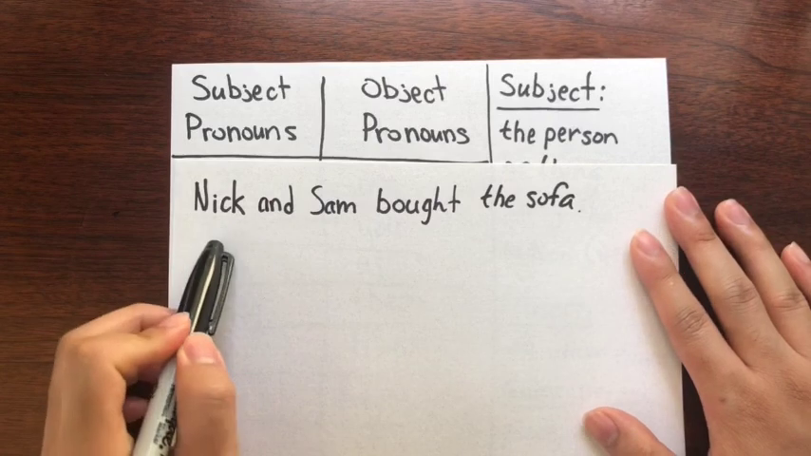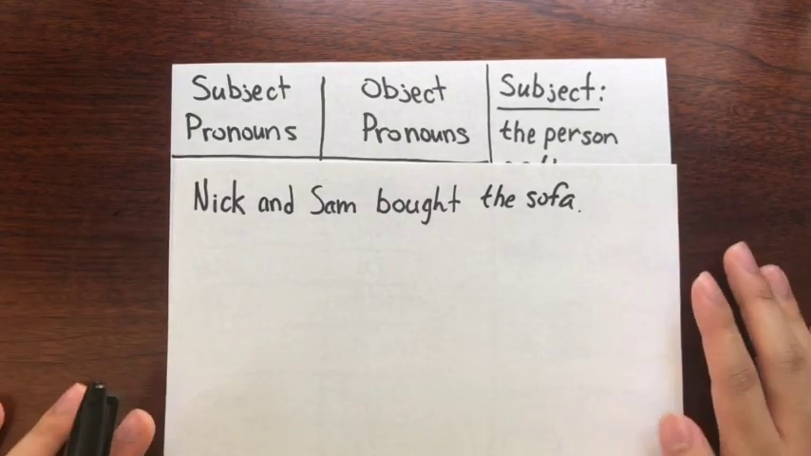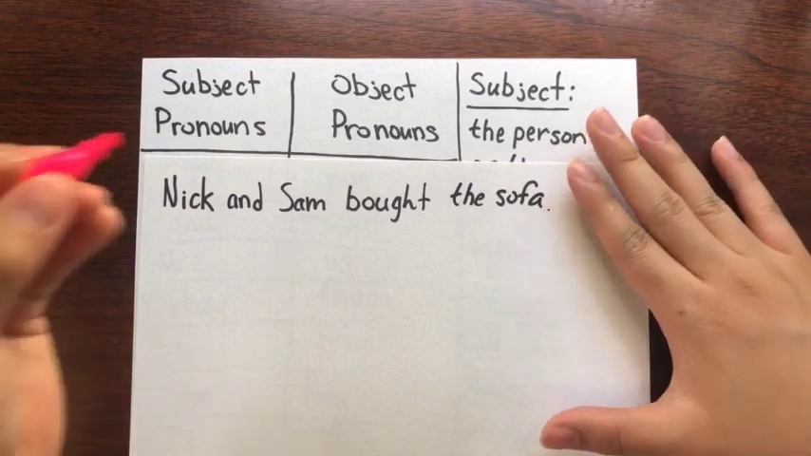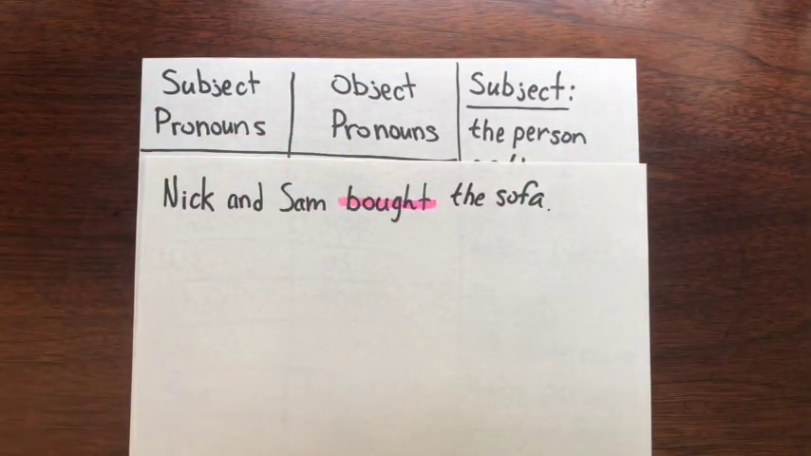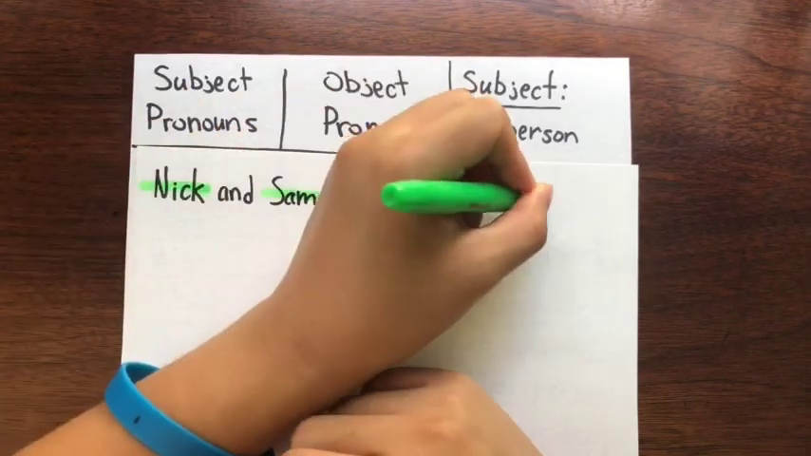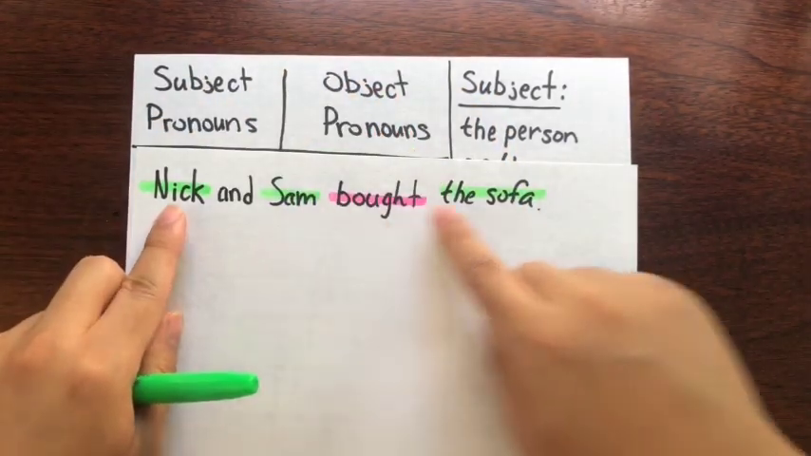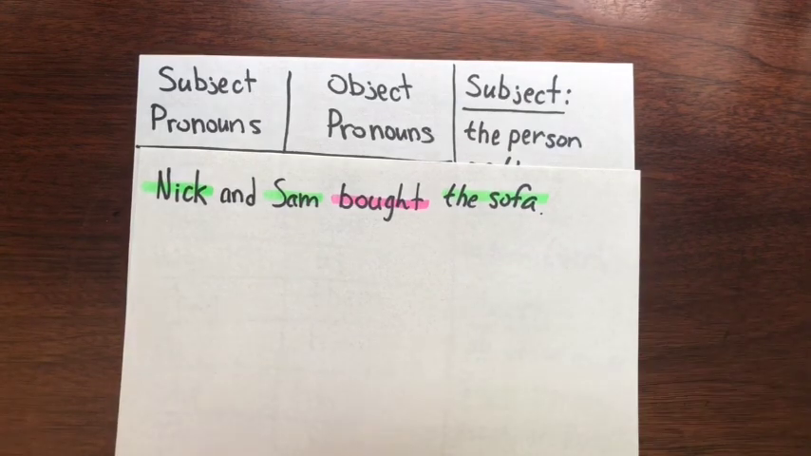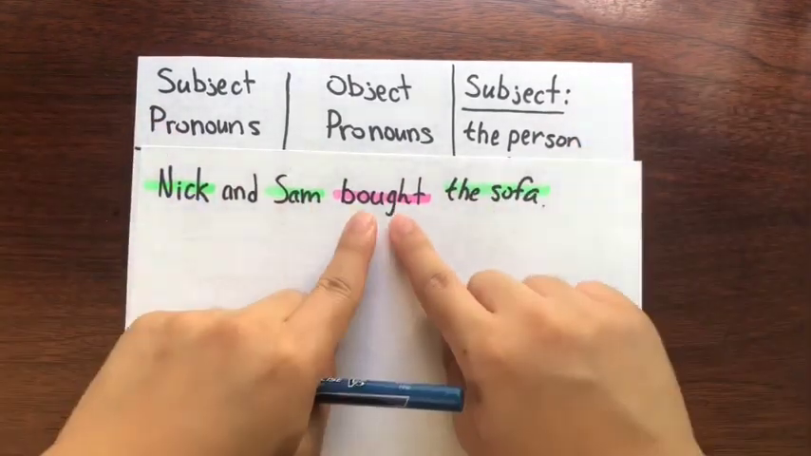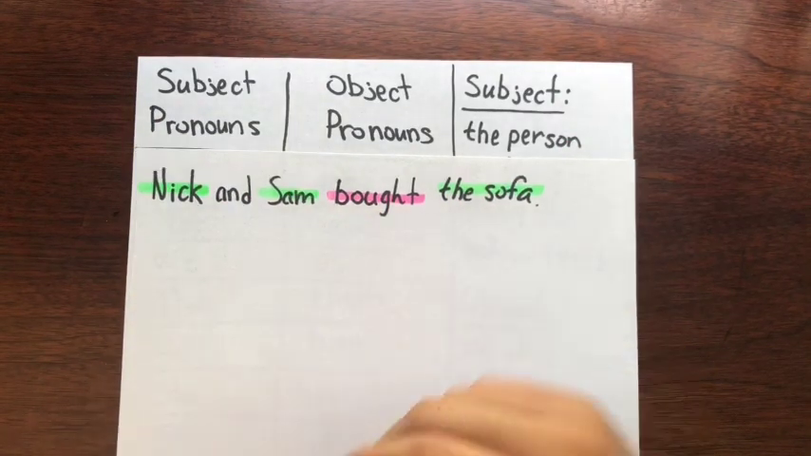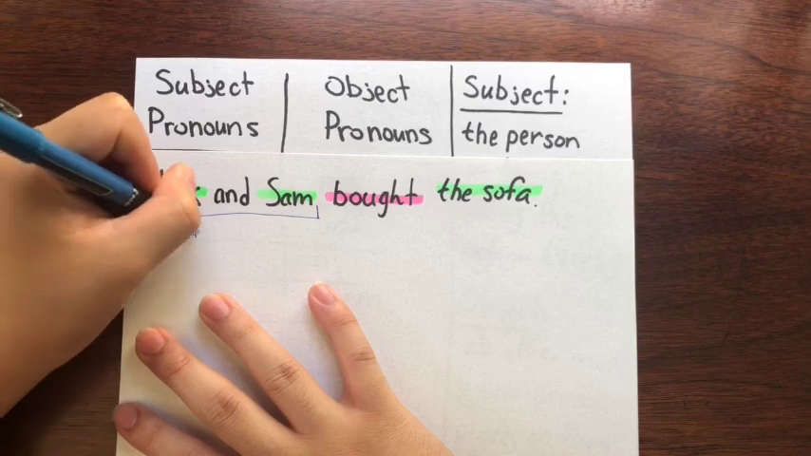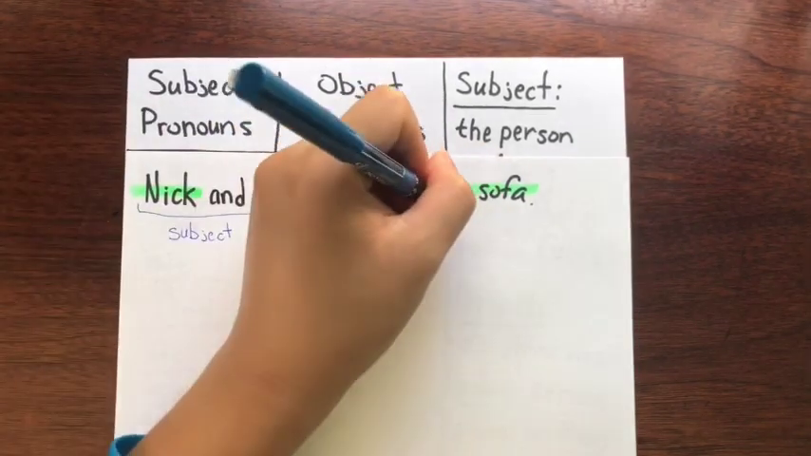Let's replace this sentence with pronouns. Nick and Sam bought the sofa. So first, let's identify the verb. The verb in this sentence is bought. Nick and Sam bought the sofa. Okay? Let's identify all of the nouns. The nouns are Nick, Sam and the sofa. Okay, so the subject is the person or thing doing the action. So the action is bought. So who bought? Nick and Sam bought. So Nick and Sam are the subject. So the sofa is the object.